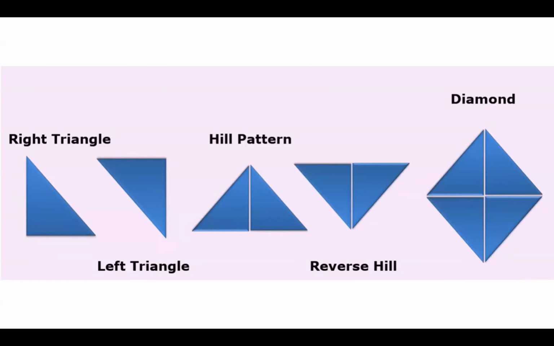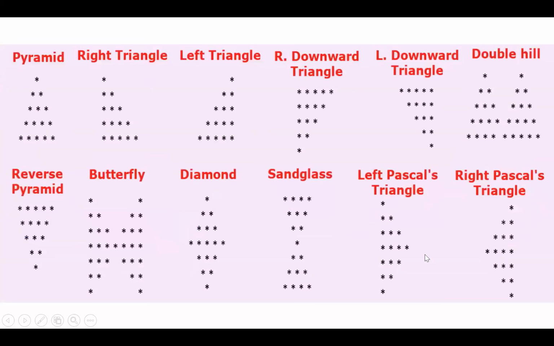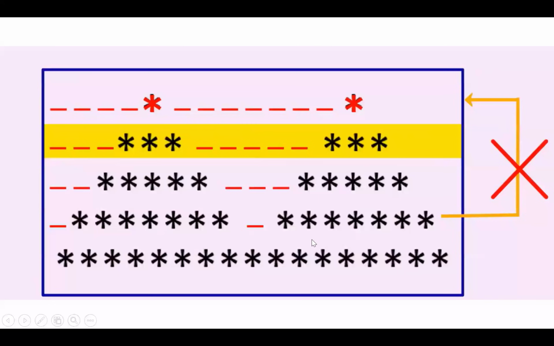See what happens. I have taken one triangle, two triangles here. This is the double hill. What happens if you see, we have this space in between? First we are starting from the space, right? And then we have one star, and then again space, then one star.